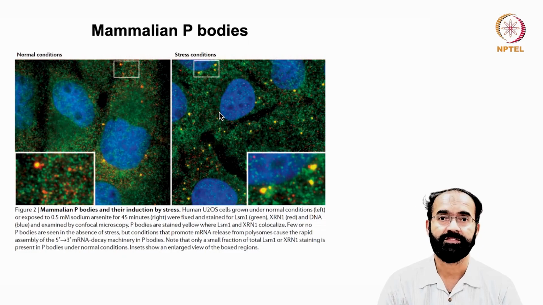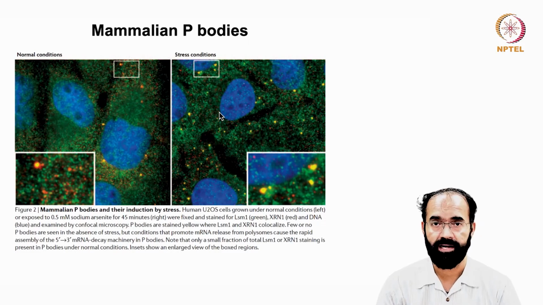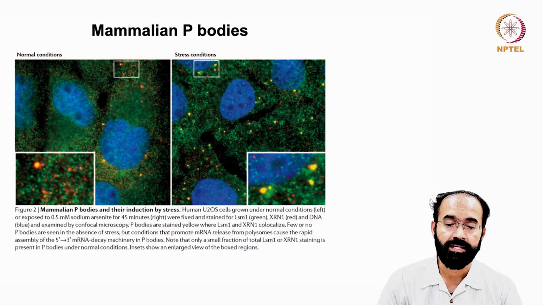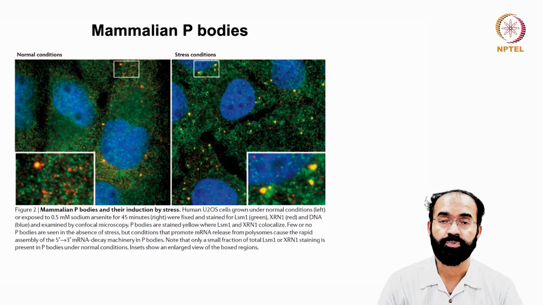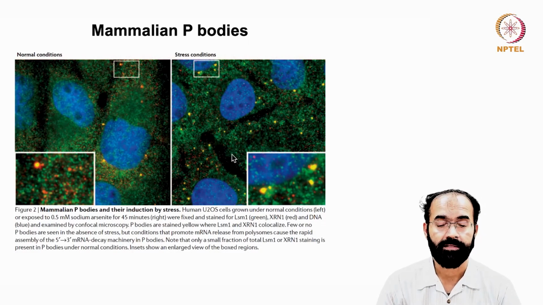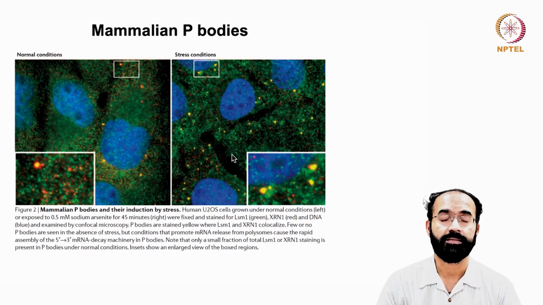If the stress is unchallenged, meaning there is no relenting of the stress, relentless stress can lead to RNA damage. That is what they are showing. The green and the red came together. LSM1 and XRN1 came together, and that means nothing but the degradation of the RNA.